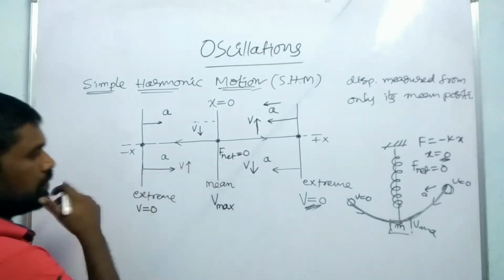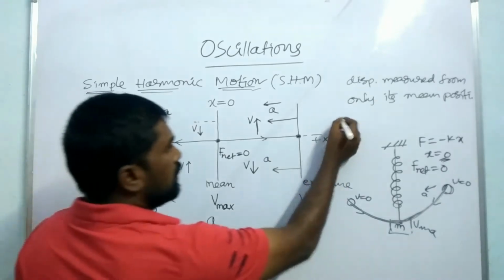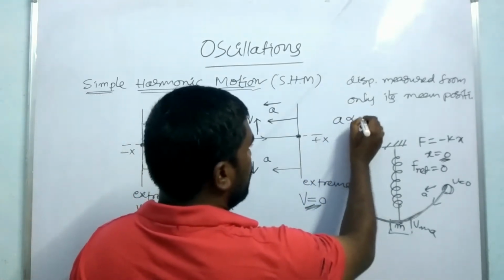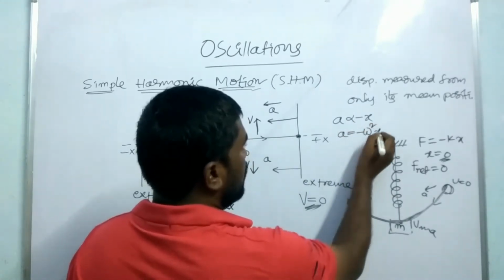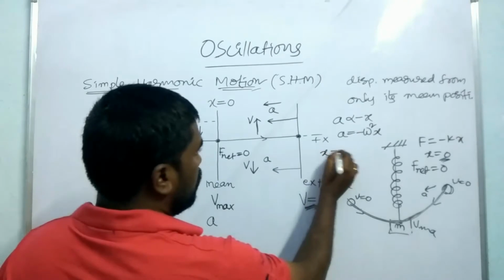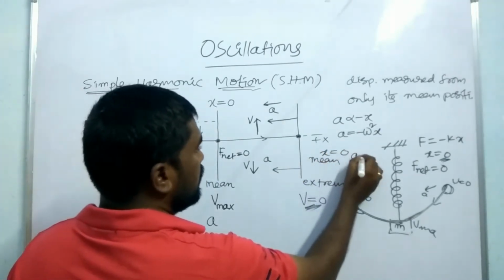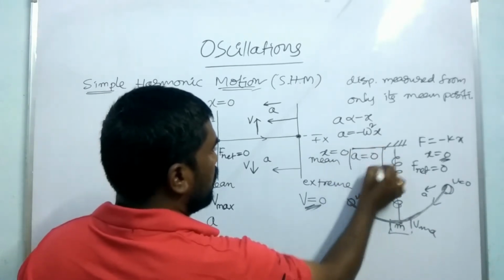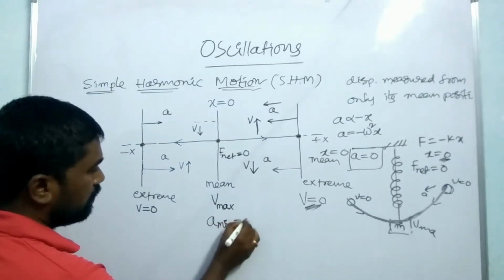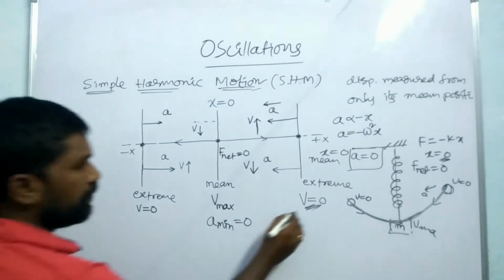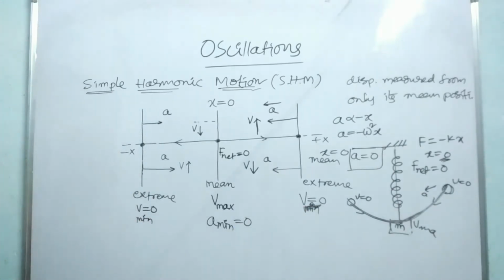Okay, so at the mean position, the acceleration of the particle. So already you know that the acceleration of the particle in SHM is directly proportional to minus x, and a is equal to minus omega square into x. At the mean position, x is equal to 0. Then a is equal to, what is that? 0, because something into 0 is equal to 0. a is minimum here, nothing but 0. v is maximum here.